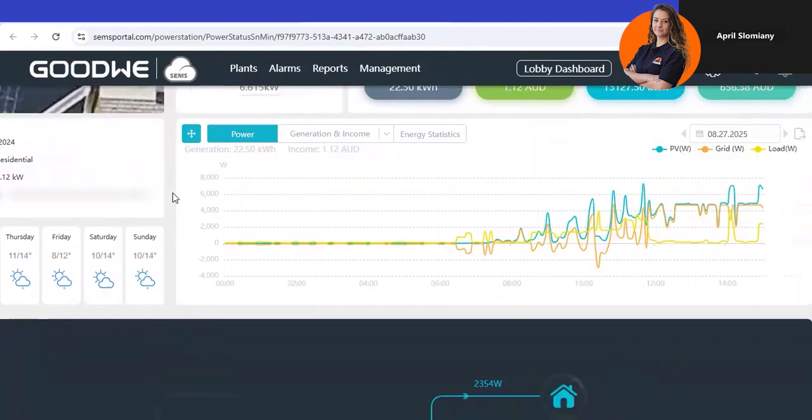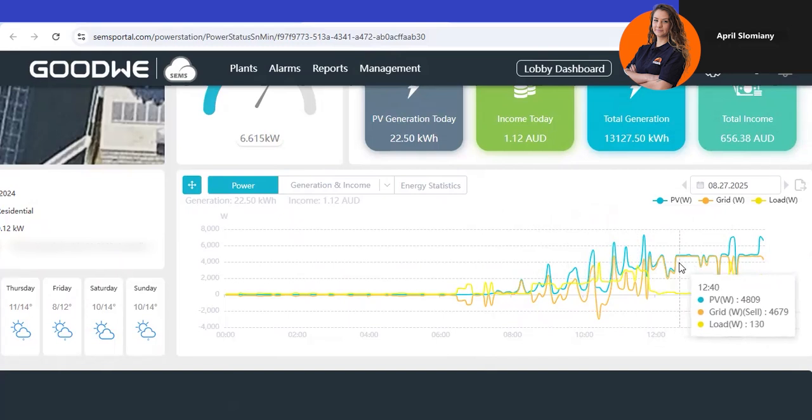So if we come to this plant here, quite similar looking, but on the daily performance, there is quite a bit more information. Each of these colors indicates a different element of the installation. So in blue, we can see the PV generation over the day. You can see what has been exported to the grid, as well as the loads in the home.